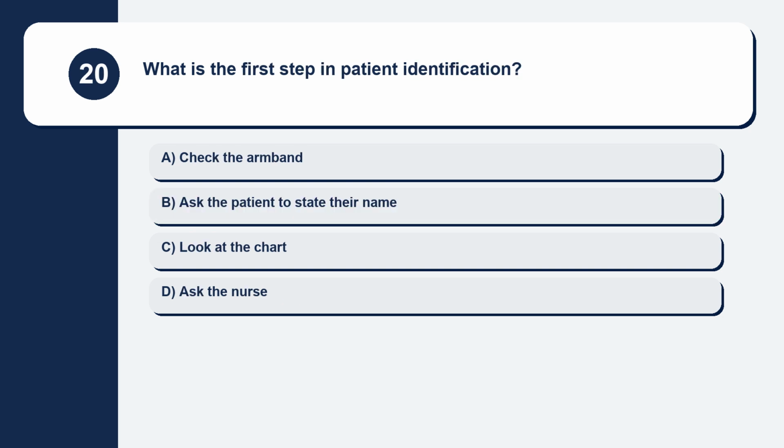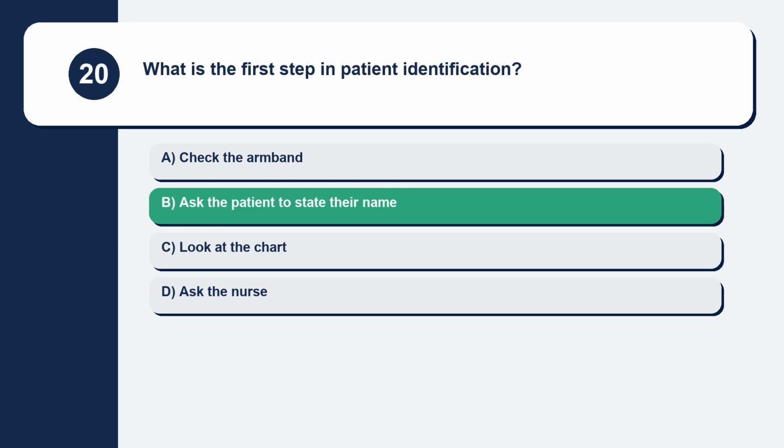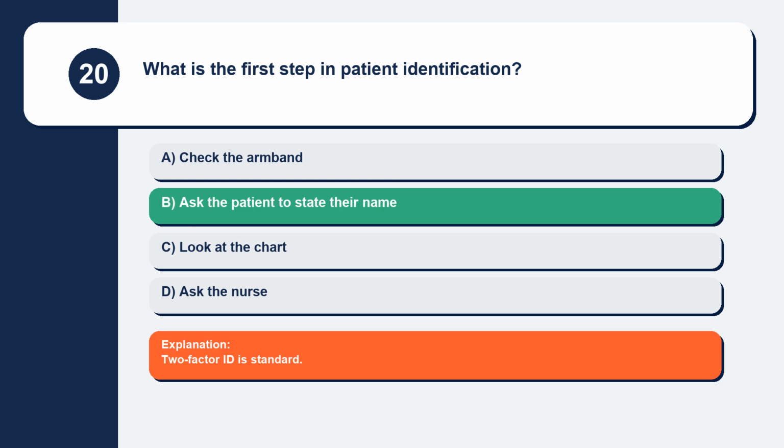Question 20. What is the first step in patient identification? Check the armband. Ask the patient to state their name. Look at the chart. Ask the nurse. Two-factor ID is standard.